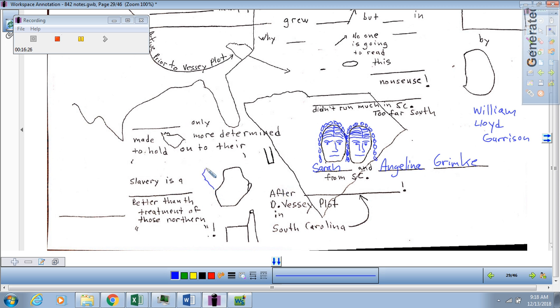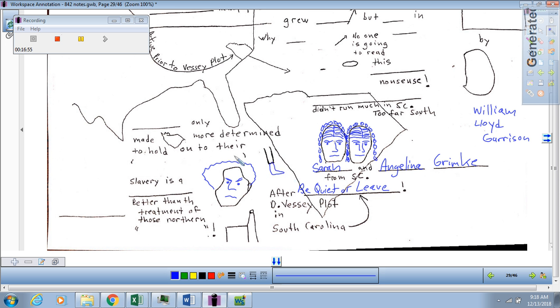after the Denmark Vesey plot was uncovered in 1822, abolitionists like the Grimkes were given a choice by the South Carolina authorities. After the Denmark Vesey plot, the South Carolina authorities said, either be quiet or leave.